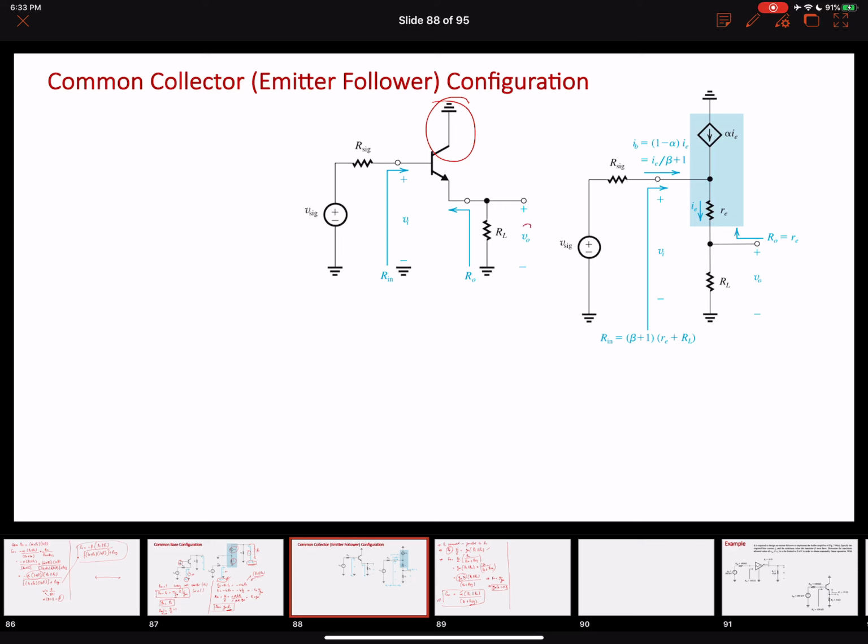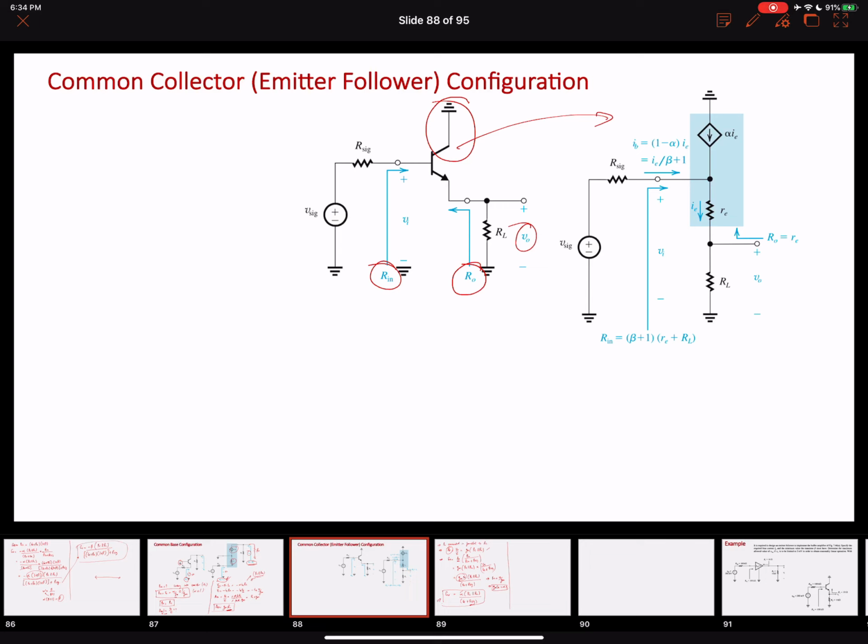Our output voltage is over here. Our resistance R naught is again looking into the output of the bipolar junction transistor, or looking at the output into the emitter terminal. And our input resistance will be looking into the base terminal, right? So we can also replace this circuit by this equivalent circuit.